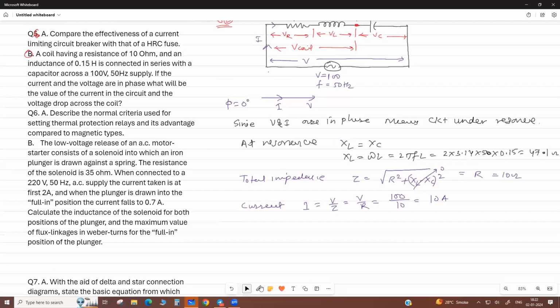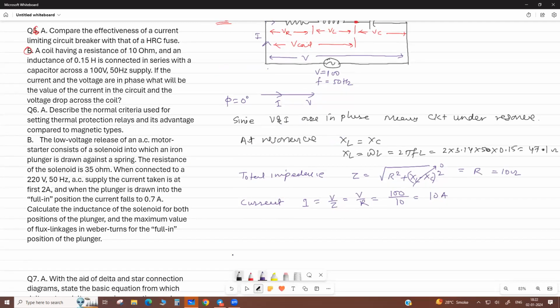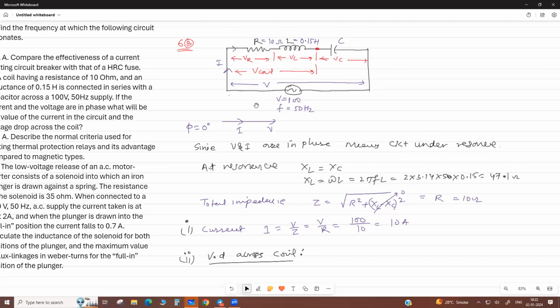The first part is over. First part. Now they are asking VD, voltage drop across or potential across coil. So there are two methods. Now you consider the circuit up to here.